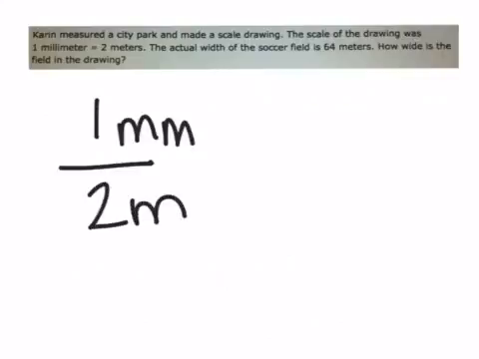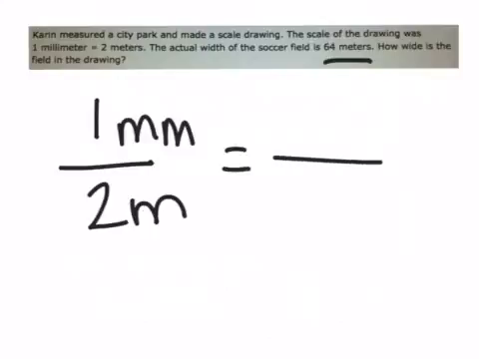Karen measured a city park and made a scaled drawing. The scale of the drawing was 1 millimeter equals 2 meters. The actual width of the soccer field is 64 meters. How wide is the field in the drawing? So we have to take the scale, and I'm going to turn it into a proportion because that's what we like to work with. We have 1 millimeter equals 2 meters. And then on the other side, I have only one other number to fill in, which means I'm going to have an X somewhere, and that's 64 meters.